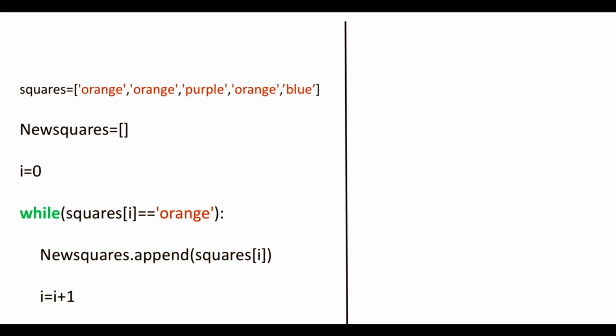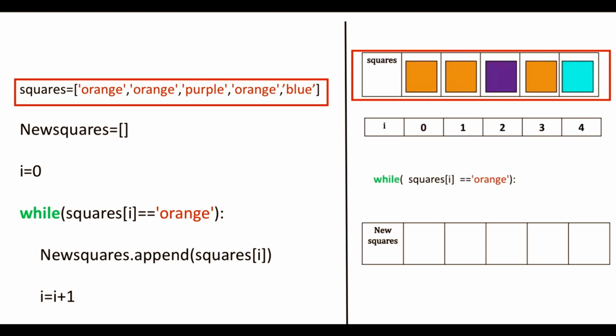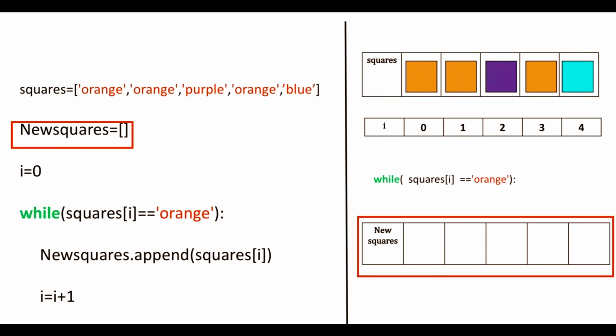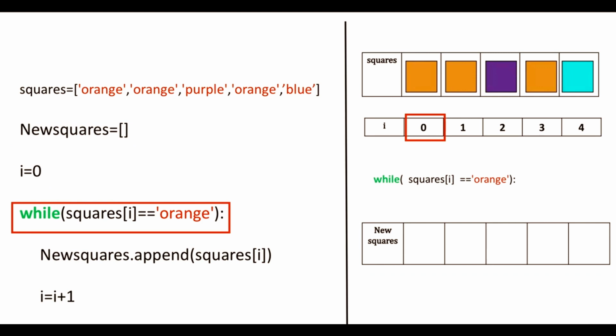Let's use the figure on the left to represent the code. We will use a list with the names of the colors to represent the different squares. We create an empty list of new squares. In reality, the list is of indeterminate size. We start the index at 0. The while statement will repeatedly execute the statements within the indent until the condition inside the bracket is false.